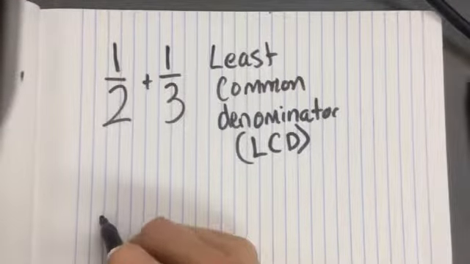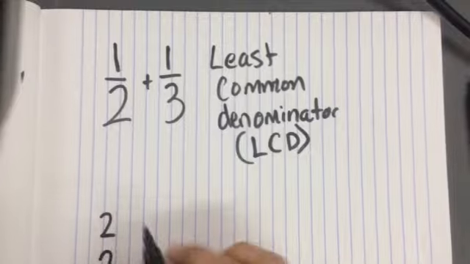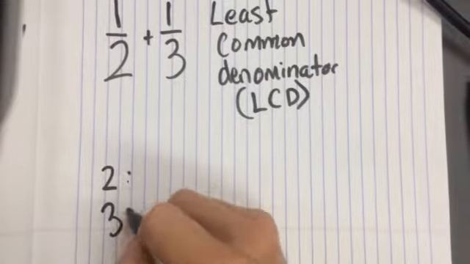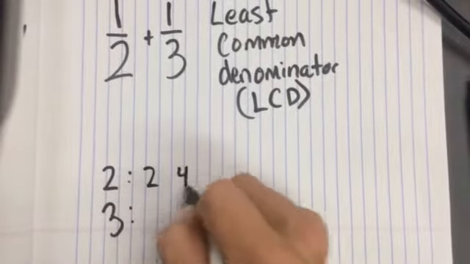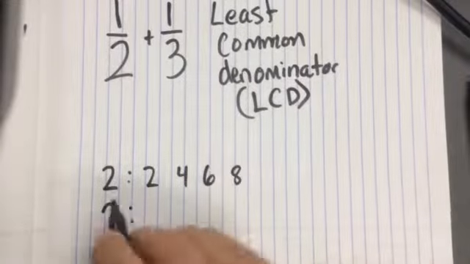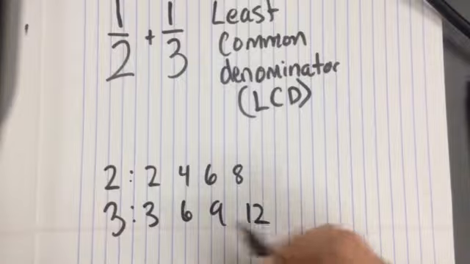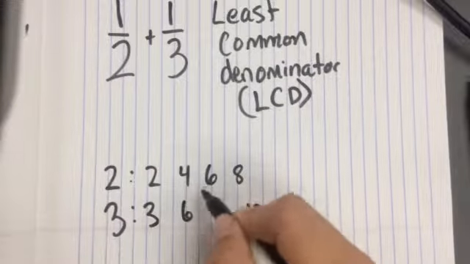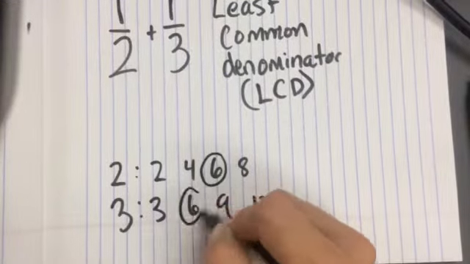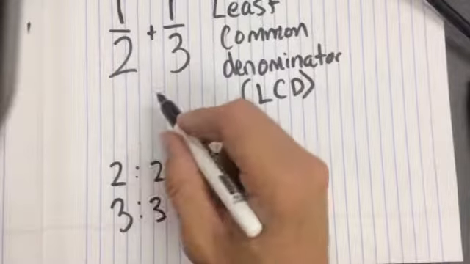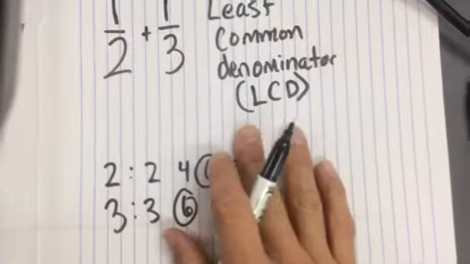So you got to find the multiples of 2 and 3. Here we go. 2, 4, 6, 8. Well, you can go as many as you need to go. 3, 6, 9, 12. You should notice that we have 2 numbers here that are the same. It's 6. So we're going to use this 6 and we're going to change these into 6. Let me show you how to do that over here.